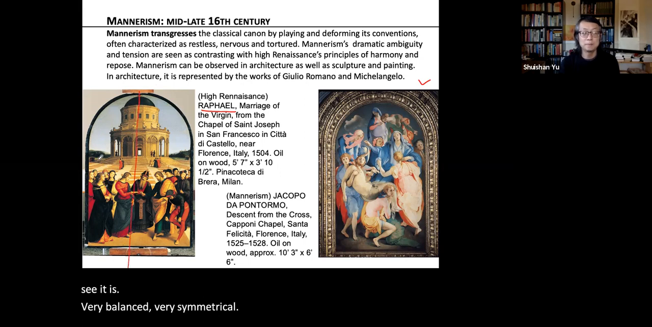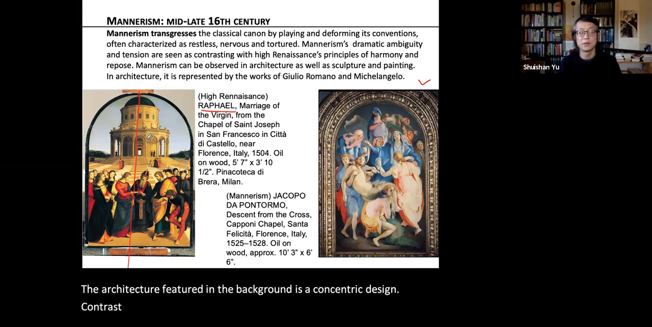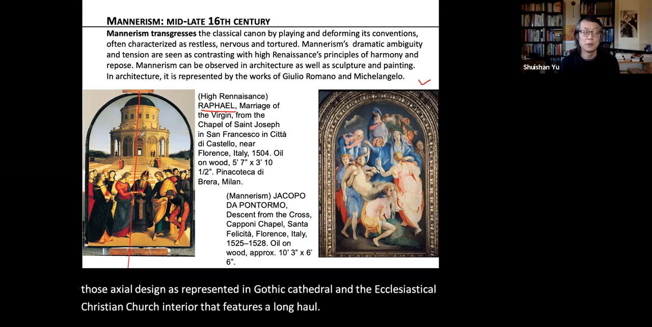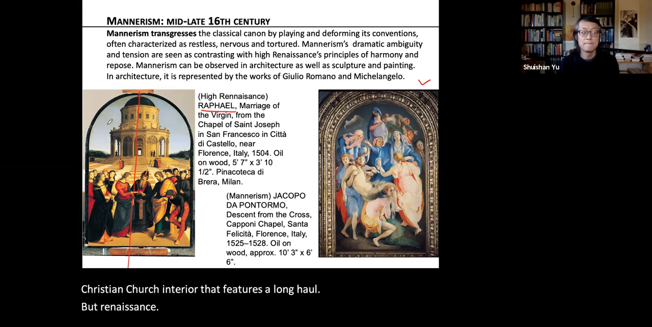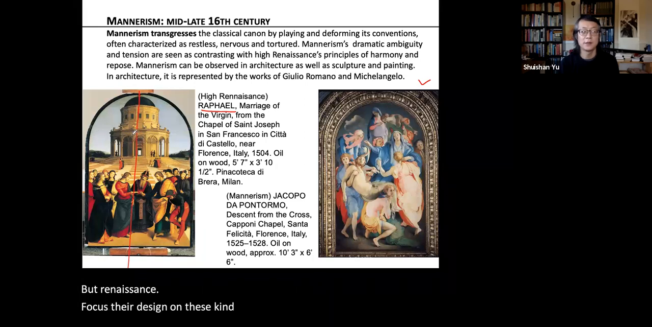And the architecture featured in the background is in a concentric design. Contrast also sharply with the previous medieval architecture that features those axial designs as represented in Gothic cathedrals and the ecclesiastical Christian church interior that features a long hall. But Renaissance architects focused their design on these kinds of centralized forms and highlighted harmony and balance.